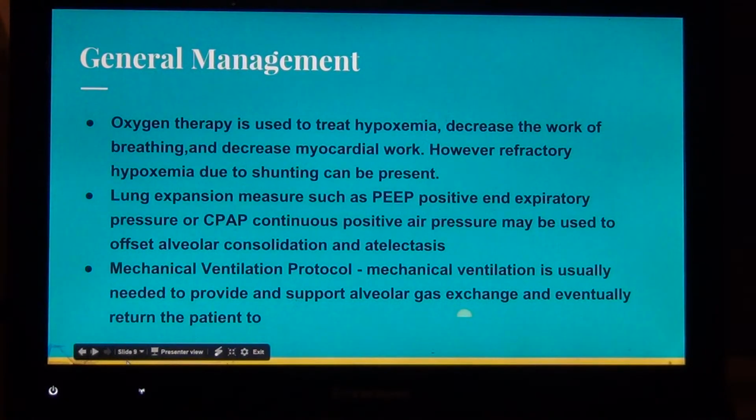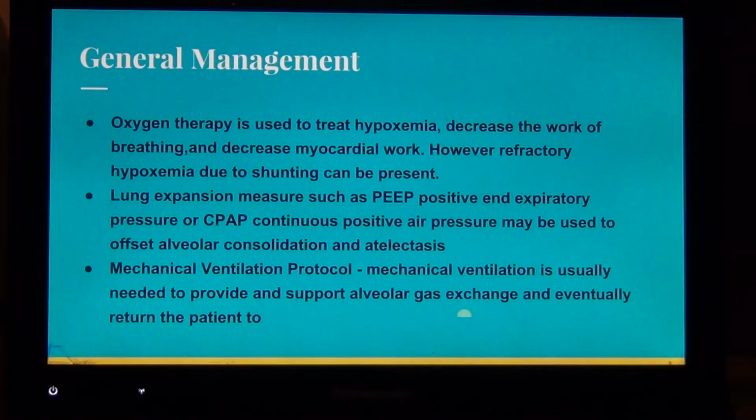And the general management: oxygen therapy is used to treat hypoxia, decrease the work of breathing, and decrease the myocardial work. However, refractory hypoxemia due to shunting can be present. Lung expansion measures such as PEEP, which stands for positive end expiratory pressure, or CPAP, continuous positive airway pressure, may be used to offset alveolar consolidation and atelectasis.